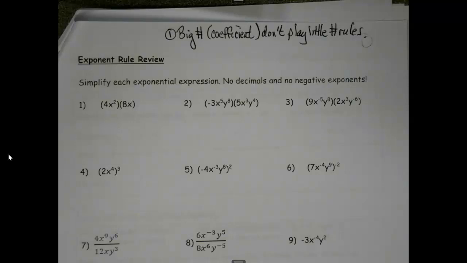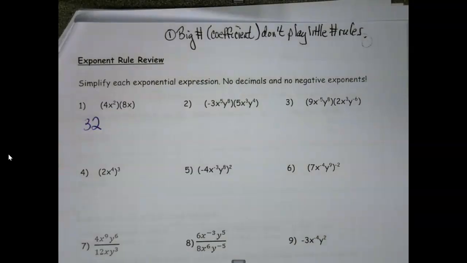If you see coefficients and they're multiplying, you're going to multiply them. If you see the big numbers and you're dividing them, you're going to divide them. There's nothing cute or fancy. What you see is what you get with those. When we talk about exponents, it's the little numbers that have to play by these rules. Because if they don't, then we run into trouble. So, we'll kind of play this as we go. For instance, number 1, I got big numbers, 4 times 8. Multiply them together. Okay, I get 32.